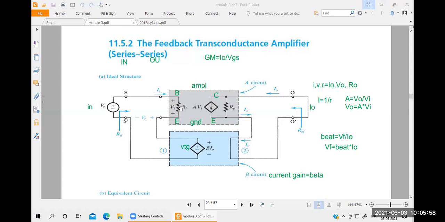You connect one resistance between the base and emitter. Then base to collector is an open circuit because it's reverse biased. Then collector to emitter is a voltage source. In the voltage source you take V naught. The V naught equation is A into Vi. Open loop gain A is equal to V naught by Vi, right? V naught you take outside, so you get A into Vi.